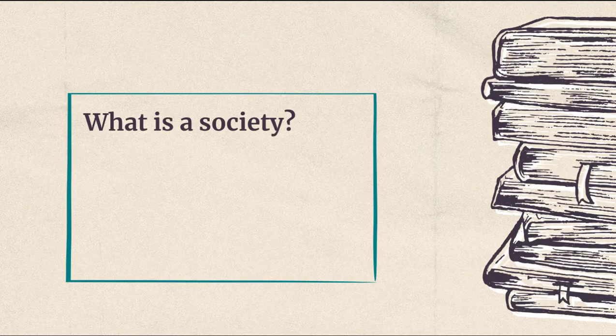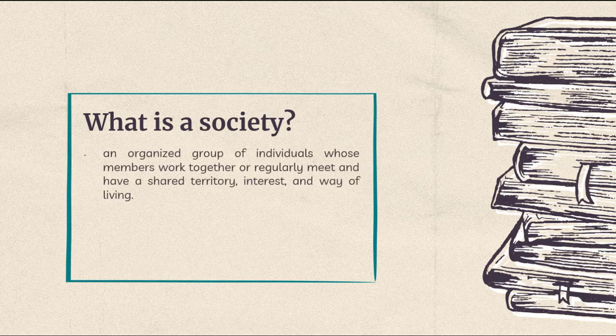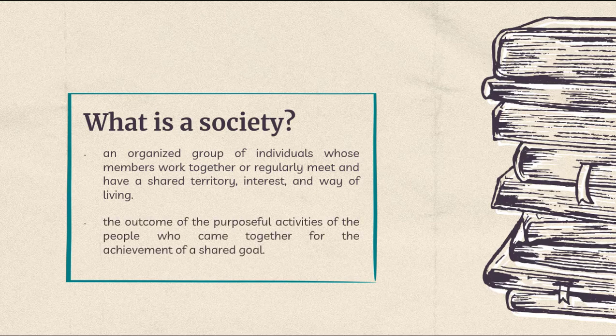First off, let us define what is a society. A society is described as an organized group of individuals whose members work together or regularly meet and have a shared territory, interest, and way of living. Likewise, it signifies companionship or association with others. According to various philosophers, society is the outcome of the purposeful activities of the people who came together for the achievement of a shared goal.